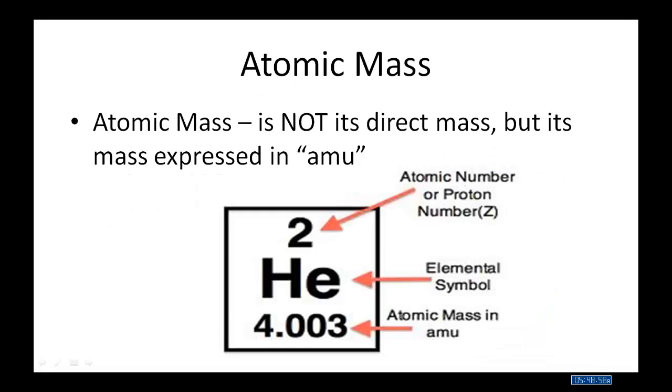Atomic mass, it's not its direct mass. We have no way to determine a direct mass. We can only compare it to a known entity, in this case AMU, the carbon atom. Here we have a picture of the helium symbol. Above it is the atomic number or proton number, often referred to as Z. So the atomic number is the number of protons. Remember, all elements are classified according to the number of protons. You have the symbol He that everybody agrees to use, and then you have the atomic mass in AMUs. That's compared to 1/12 of a carbon atom.